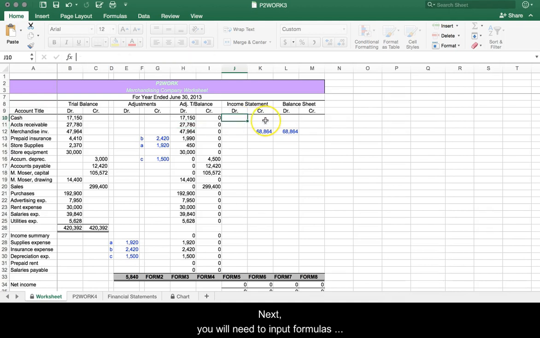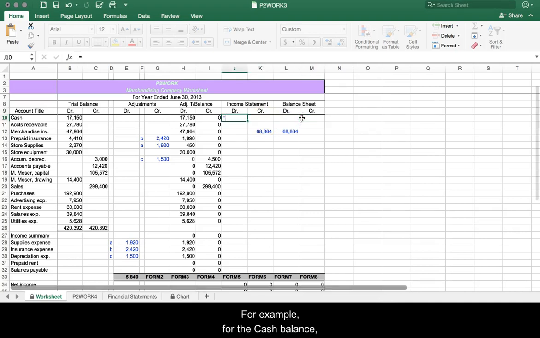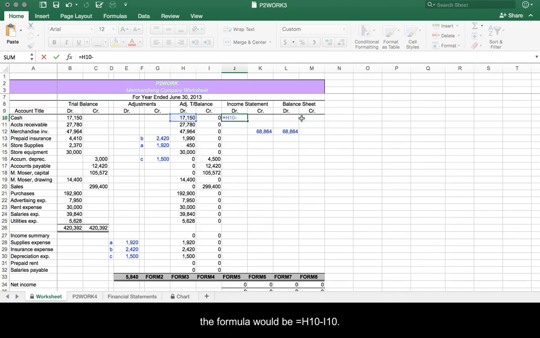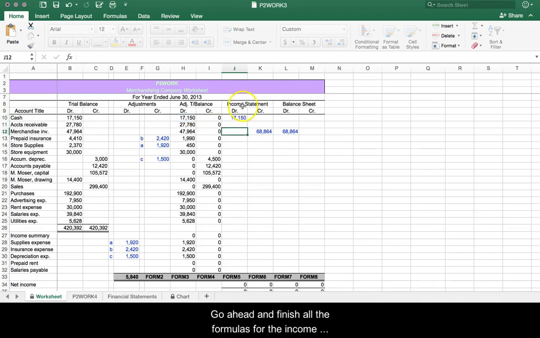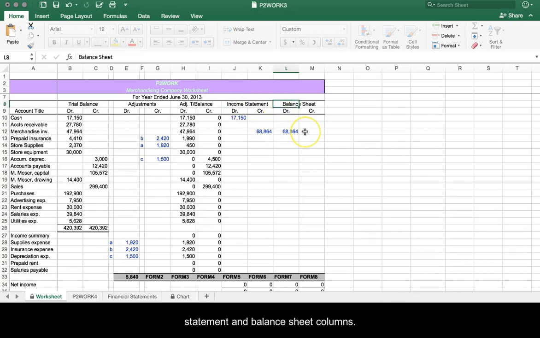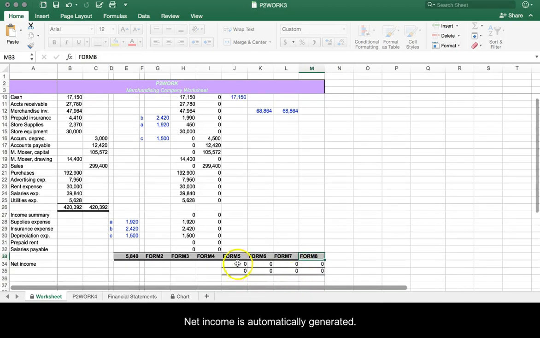Next, you need to input formulas for columns J to M. For example, for the cash balance, the formula would be equals H10 minus I10. Go ahead and finish all the formulas for the income statement and balance sheet columns. Don't forget to input formulas 5 to 8. Net income is automatically generated.